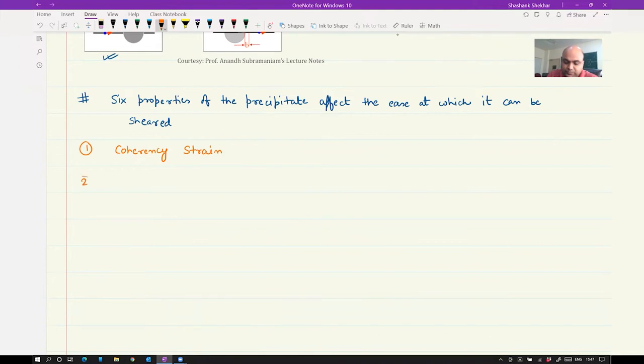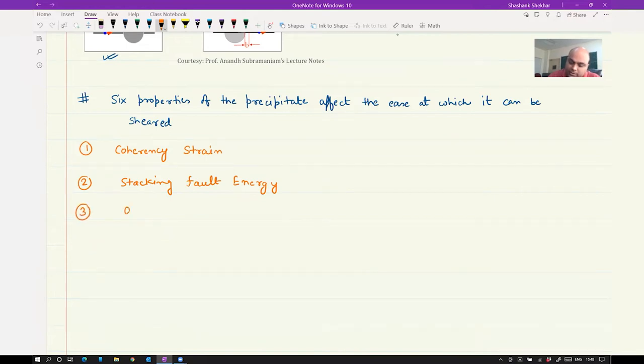Second one is stacking fault energy. If there is a significant difference between the stacking fault energy of the particle or precipitate and the matrix, then the local variation of the fault width will affect the interaction between the dislocation and the precipitate. So that is the second factor.